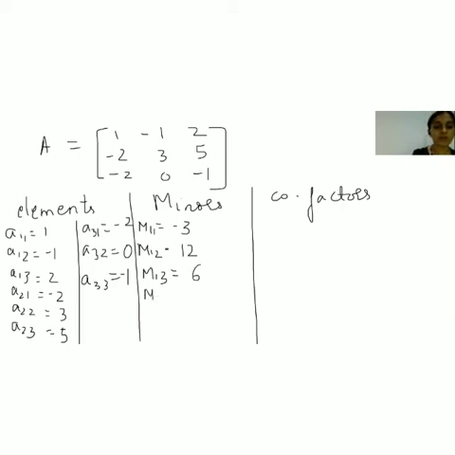Okay. M21 is equal to M21 is this element. Okay, so what do we do? Hide the row and the column in which it lies. Second row, first column. Okay, so when we hide the second row and the first column, we are left with -1 multiplied by -1, that is 1, minus 0, that is 1.